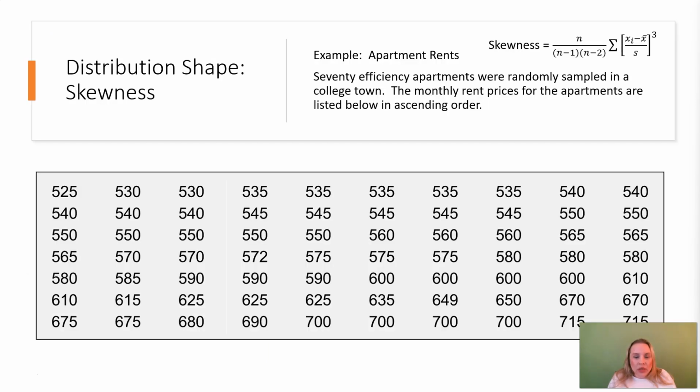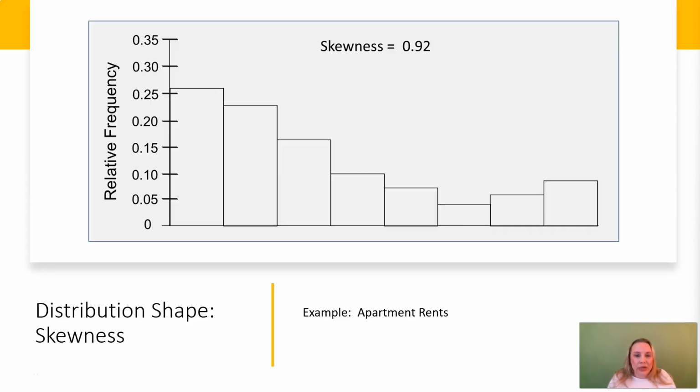So if we were to calculate our skewness for our sample apartments, we could just take these values, plug them into the calculation, and we end up with a skewness value of 0.92. And if we graph it, we still see that we have this overall long right-tailed portion of our graph.